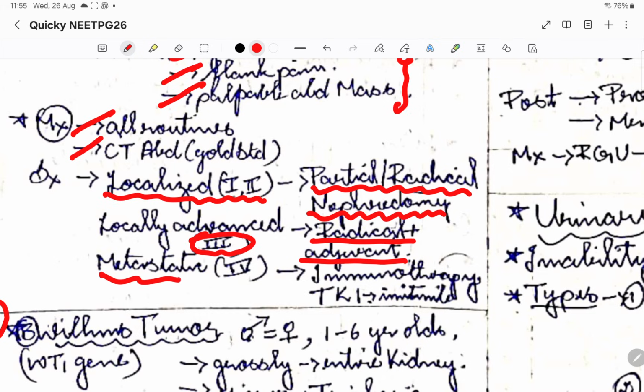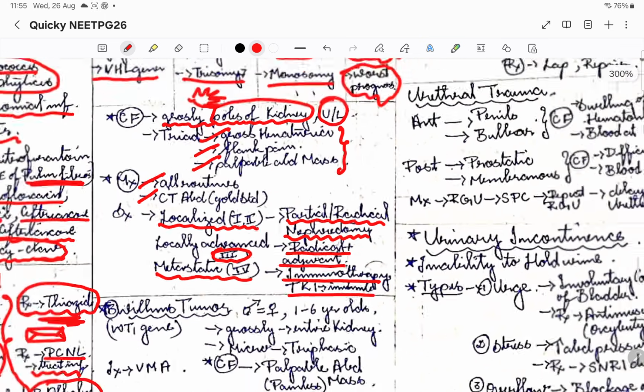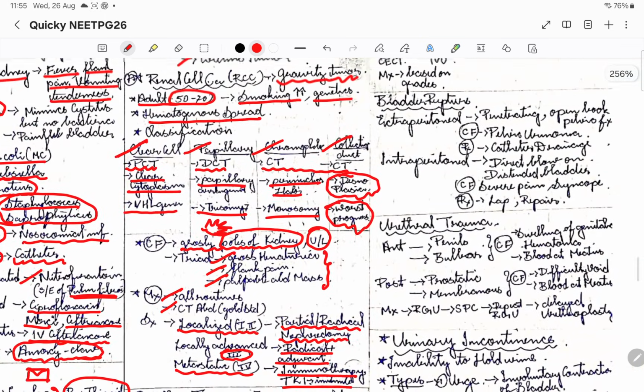If it is metastatic, it is already metastasized and we cannot do any surgery, so that is when we go for immunotherapy and imatinib. Okay, so imatinib, please remember it. So this is the basic management with respect to renal cell carcinoma.